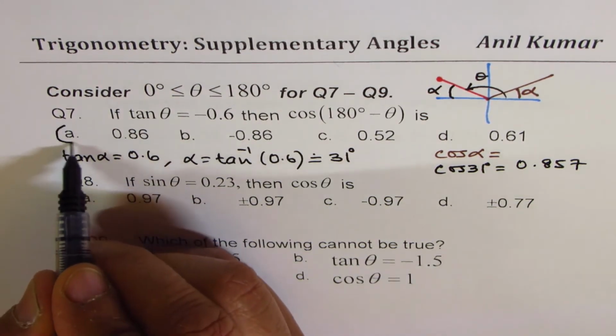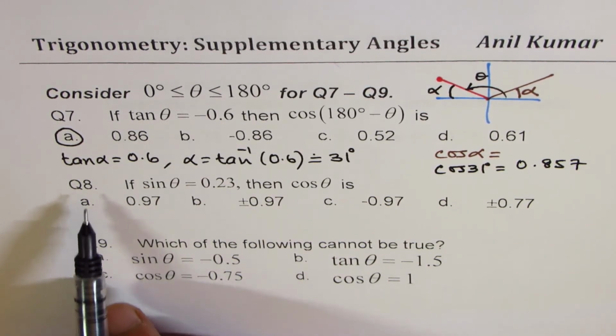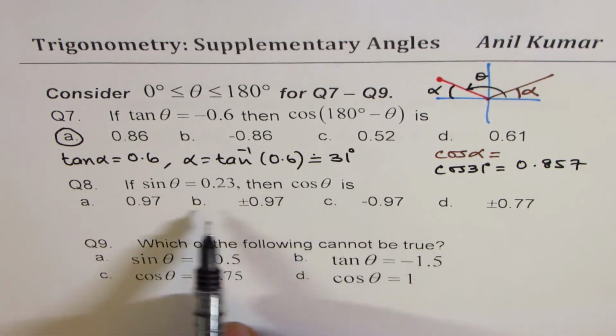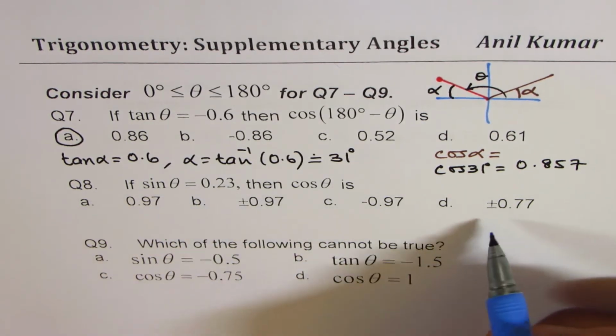0.857 matches with A, 0.86. So I hope the steps are absolutely clear. Question number 8. If sine theta is 0.23, then cos theta is how much? Now remember, sine theta is positive.